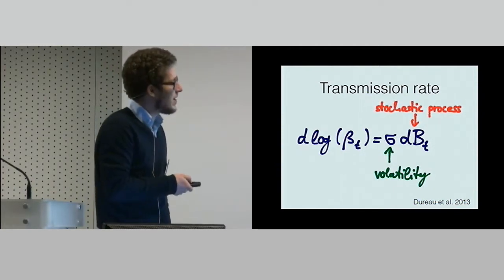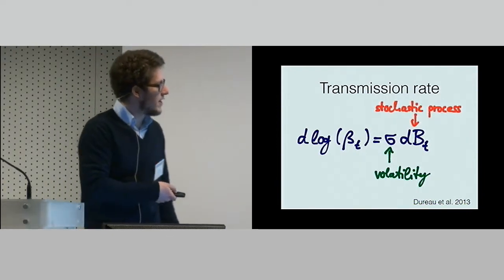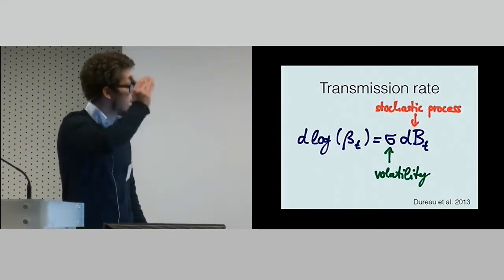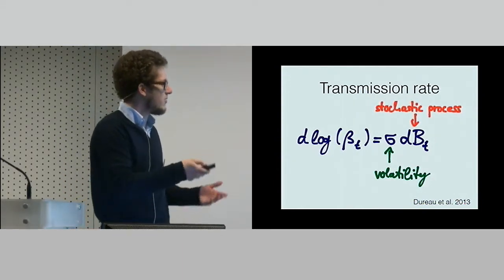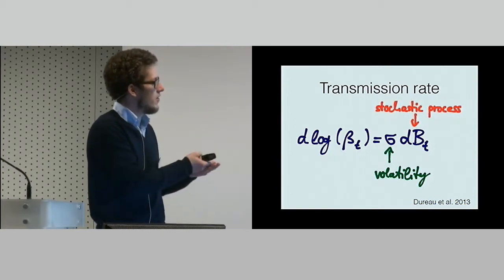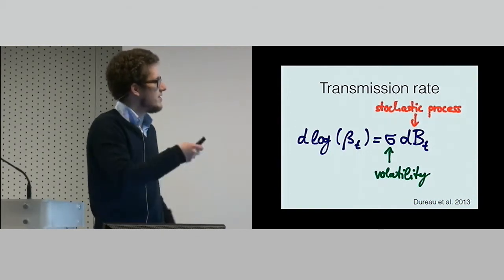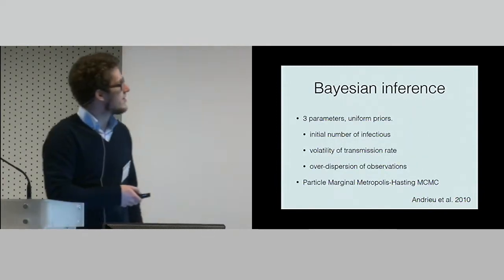And how much we allow it to change is called the volatility. This is a term which is usually used in modeling financial systems, but it's basically telling you how much something is varying around a more common or more general trend. Here we assume there to be no trend, so we assume that it's flat, but then there's a volatility around this transmission rate. Okay, I promise that's the only equation you'll ever see in this talk.